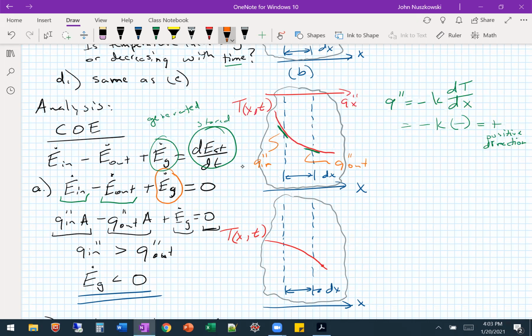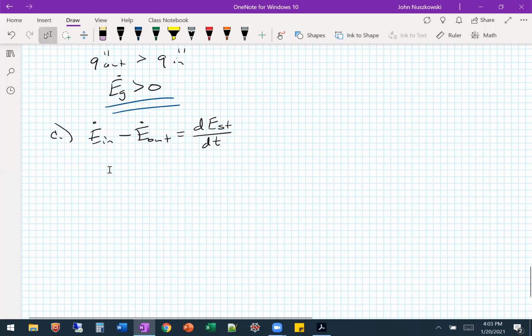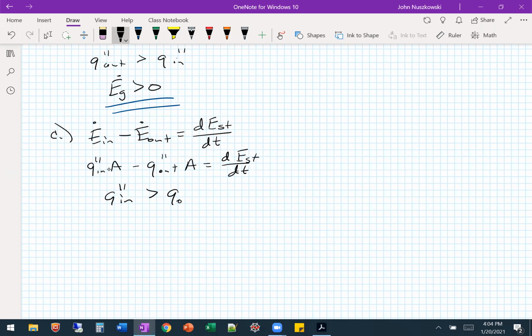Which one's greater? In, okay? So we have a steeper slope, so it's going to have more heat flux going in than going out, okay? So we say in is greater than out, right?